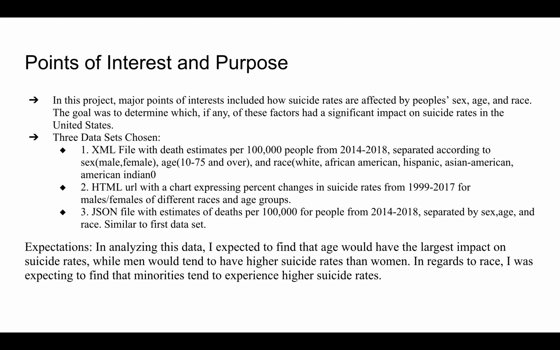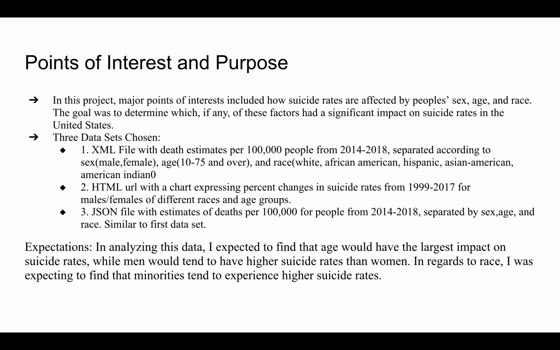So, I chose three data sets. My first one was an XML file with death estimates per 100,000 people from 2014 to 2018, and it was separated according to sex, age, and race, which is what I wanted. My second one was an HTML URL with a chart on the page expressing percent changes in suicide rates from 1999 to 2017 for males and females of different races and age groups. And my last data set was a JSON file with estimates of deaths per 100,000 people from 2014 to 2018, which I ended up cleaning myself, separated by sex, age, and race. It was similar to the first data set.